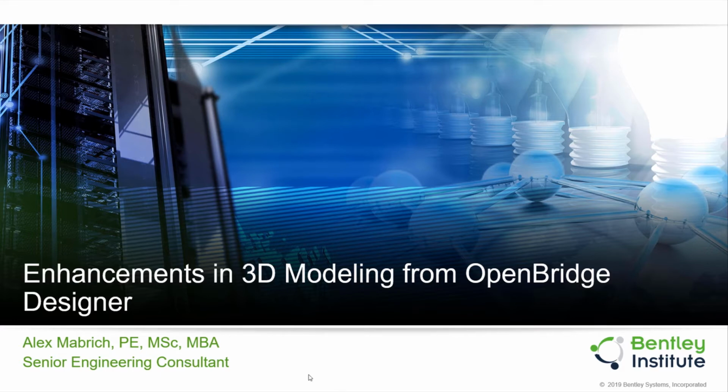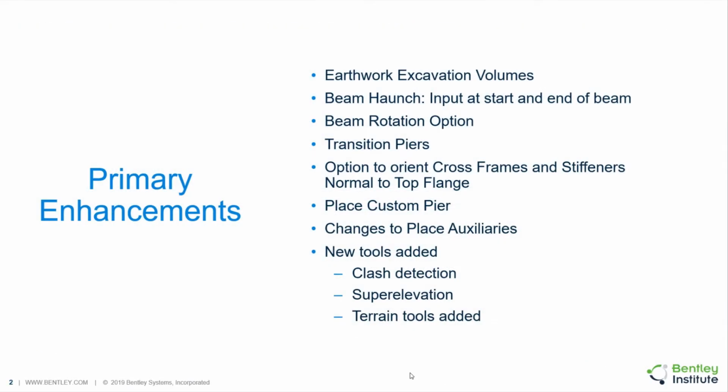So just as a summary of what we have today, the software is available today and what you can do with it, right? We call it primary enhancements, in which we have included earthwork excavation volumes, beam haunches, there's new options there, beam rotation when you do U-beams, the addition of transition piers when you have different pier types, like for example, going from a concrete to a steel bridge, right? Orientation of cross frames for steel bridges, the option to place custom piers.